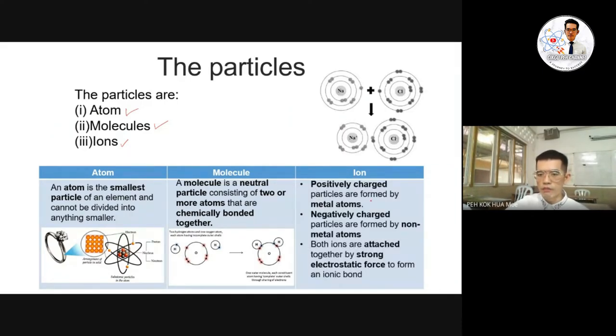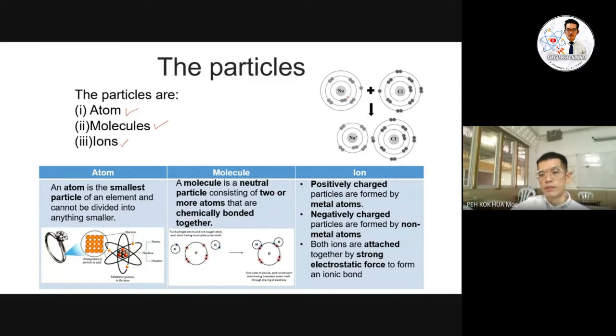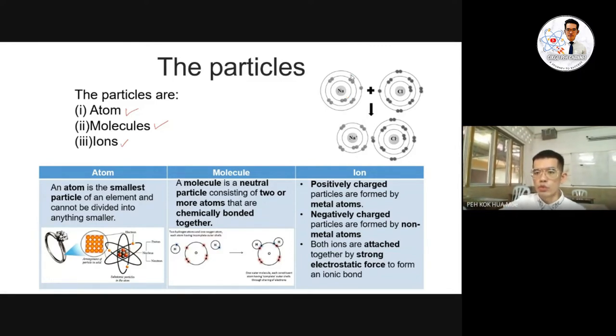Positively charged particles are formed by metal atoms. Negatively charged particles are formed by non-metal atoms. For this, you can look at the figure above. So sodium comes from group 1 in the periodic table, so it is considered an active metal. It tends to lose one electron and become positively charged. And chlorine is at group 7 in the periodic table.